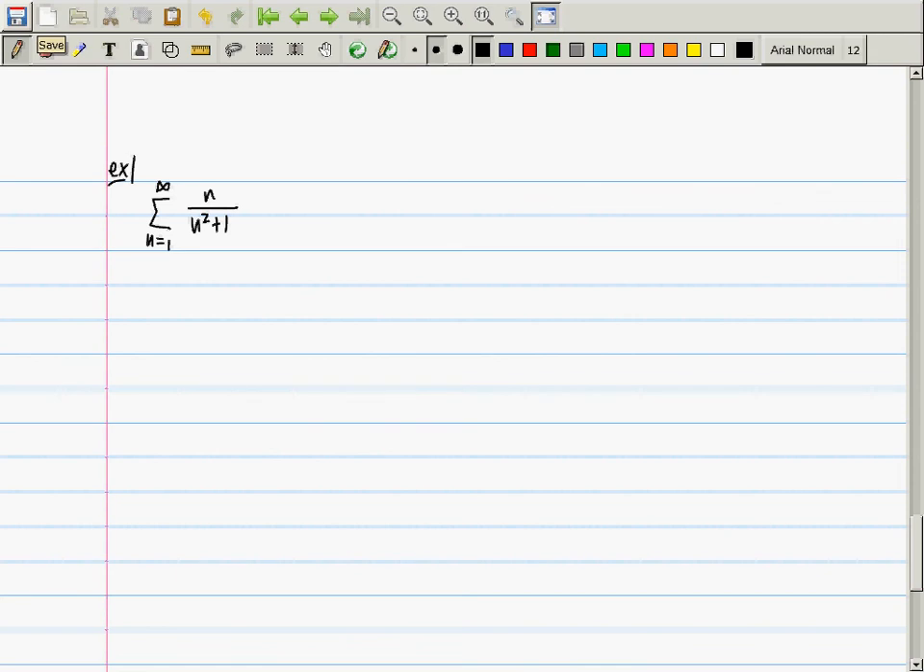From now on, this is the thought process that you have. First, you ask yourself, is this a geometric series? The answer should be immediate and loud. No, it's not a geometric series. The next question you should ask yourself: can I use the nth term test for divergence?